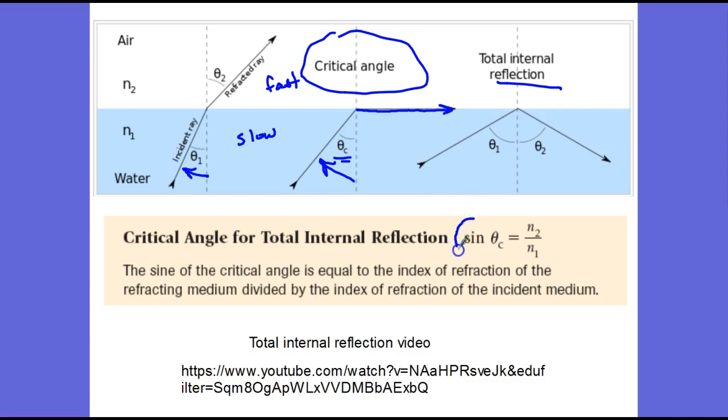To calculate the critical angle, the sine of your critical angle is the ratio of the indices of refraction. N2, that'll be the low one, the faster material, so it'll be the low one over the higher one. So N2, second material, divided by N1, and do inverse sine, and you'll get the critical angle.